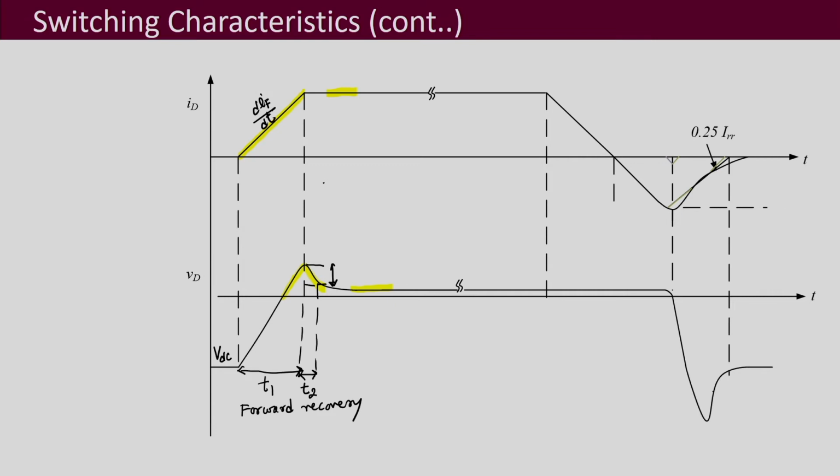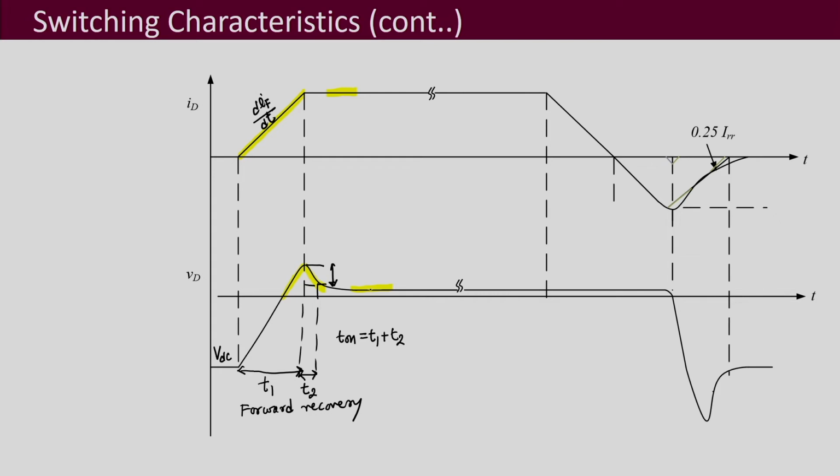If you see the data sheets, many times these forward recovery related parameters are specified by the manufacturers with respect to a mentioned rate of change of current. After this, your turn on process is over, so the turn on time T_on is equal to T1 plus T2. This is mostly the turn on time of the diode.